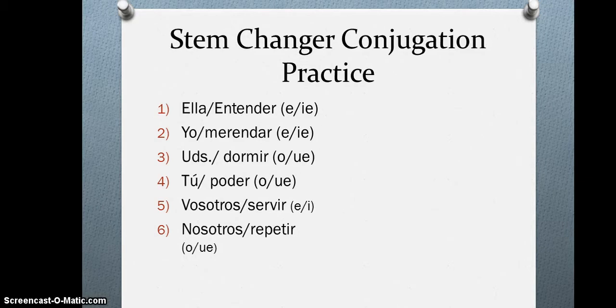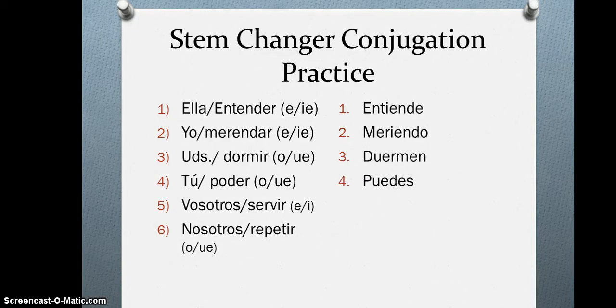Okay, next we are going to give you the answers. The ella form is entiende for entender. The yo form of merendar is meriendo. The ustedes form of dormir is duermen. The tú form of poder is puedes. The vosotros form of servir is servís. And the nosotros form of repetir, it does not change, it's repetimos.